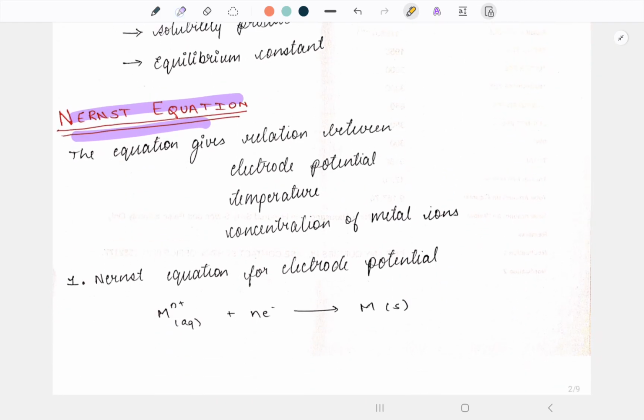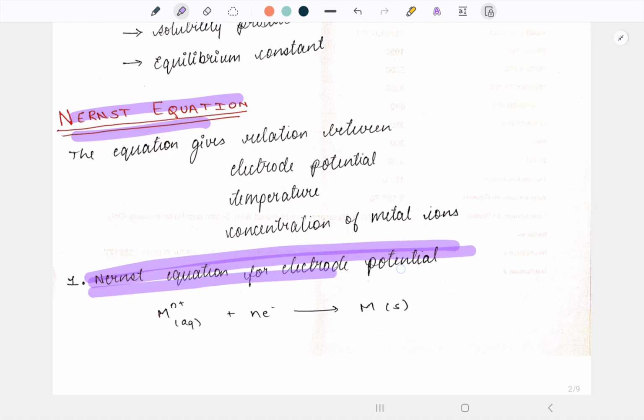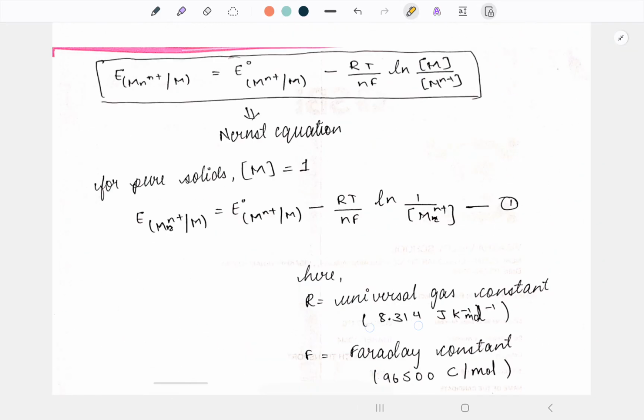First we will study the Nernst equation for an electrode potential. The standard potentials are always measured under standard conditions, that is 1 atm of pressure, 1 molar concentration, and 298 Kelvin. Let us first take this reaction, that is M^n+ plus n electrons gives M, some metal. The electrode potential measured against this can be written as this. It is very important to remember that this is the equation called the Nernst equation.